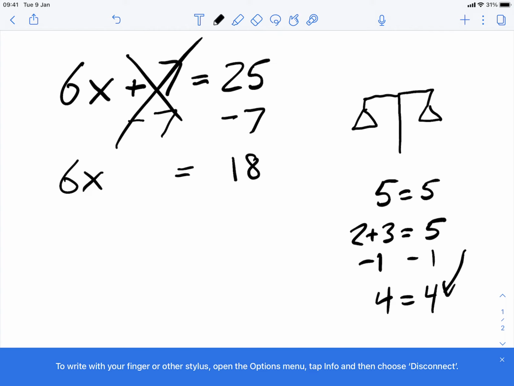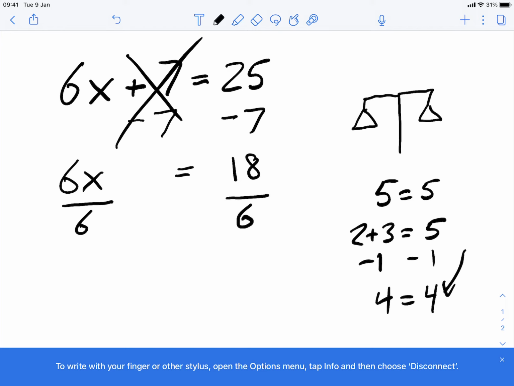Now we want to get rid of the 6 because the goal is to isolate the x. Get x all by itself on one side of the equation. Then you get x equals a number, and then you know what x is. So how do we get rid of a times 6? Well, the opposite of times is divide, so we divide by 6. And if we divide by 6 on one side, we have to divide by 6 on the other side.